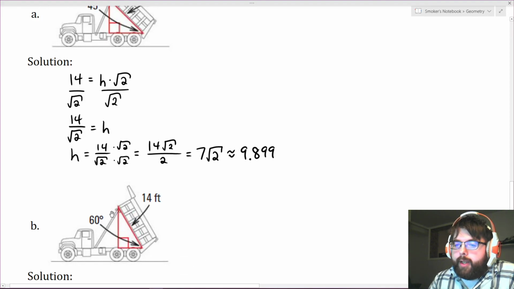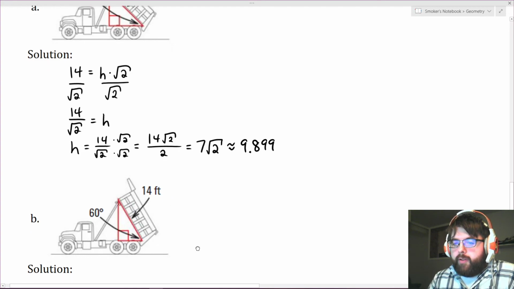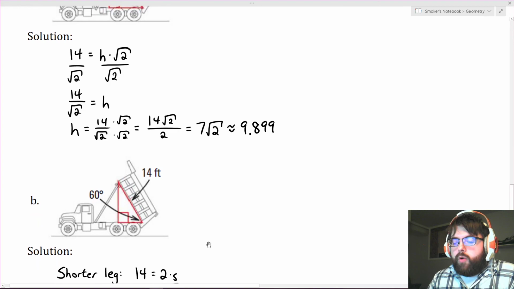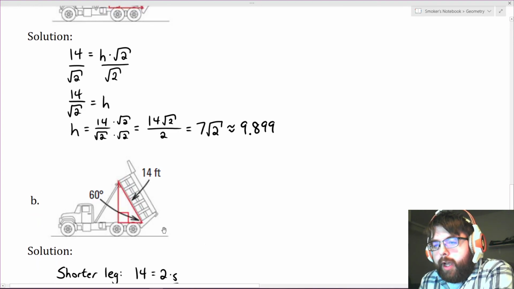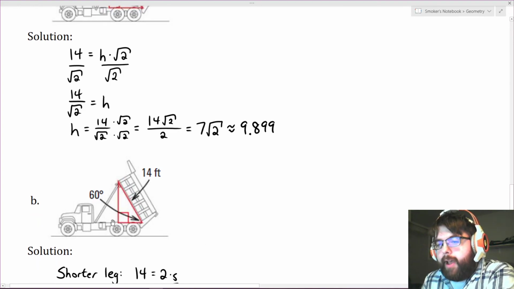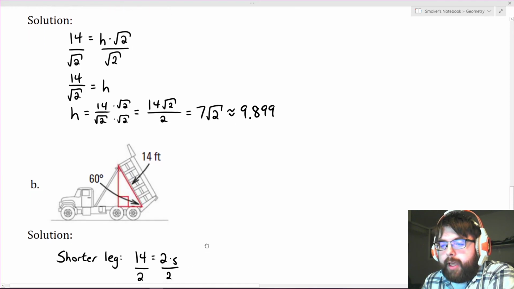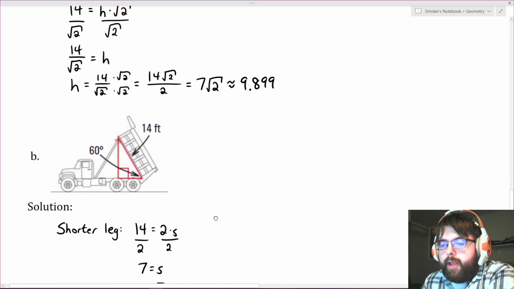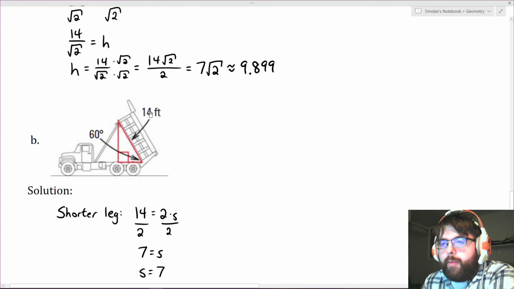And we want to know the height. The base, we don't know. 14 is the hypotenuse. But in order to find the height, we need to find the shorter leg. Everything has to go through the shorter leg for the 30-60-90 triangle. We know that hypotenuse is equal to 2 times shorter leg, so 14 is equal to 2 times S, using S for shorter leg. Dividing both sides by 2, it makes sense that the shorter leg is 7, because remember the shorter leg is always half the hypotenuse, or the hypotenuse is always double the shorter leg.